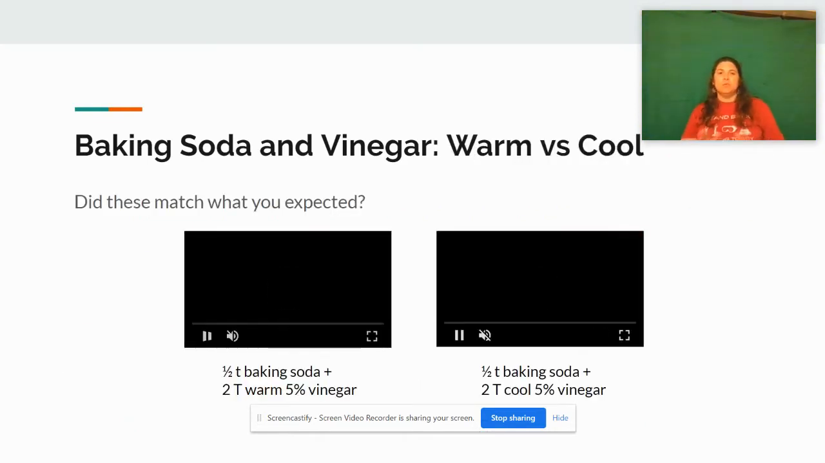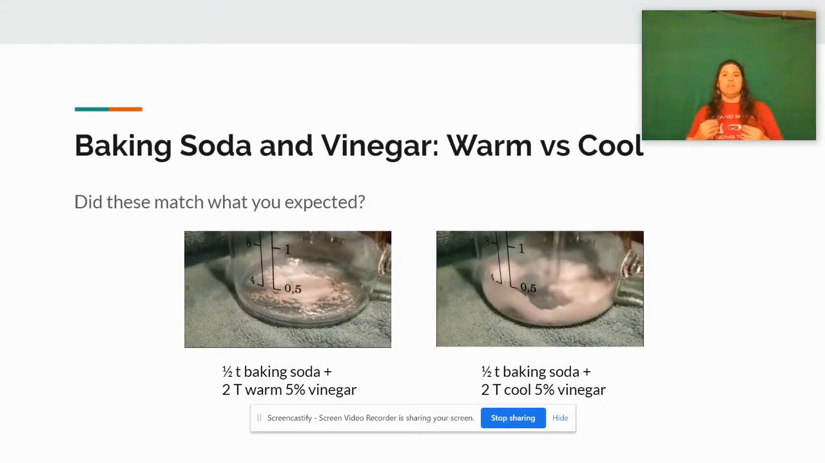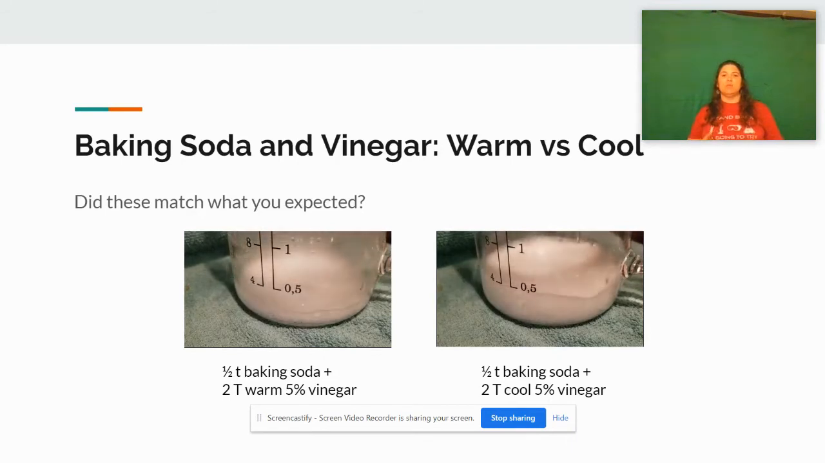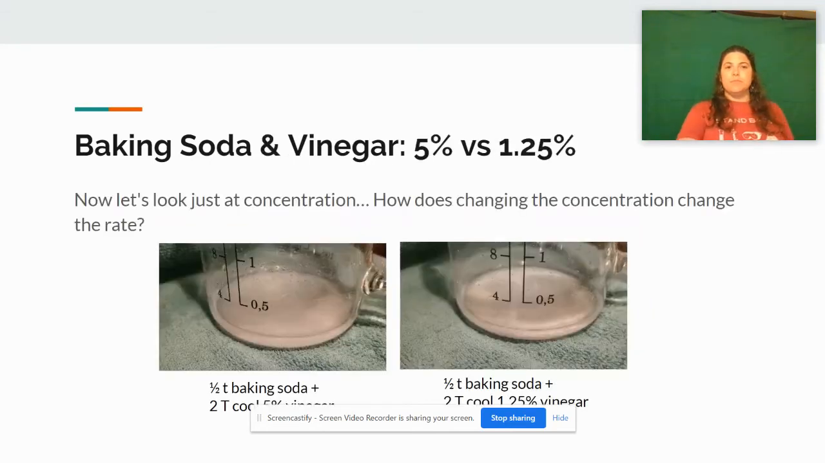Okay, so I split these up. This time we have warm versus cool vinegar. You're going to look for the amount of bubbling, how fast the bubbles happen, how high the bubbles go. So in this case, what we saw is that with warm vinegar, the bubbles get really high and big and then they dissipate really, really quickly, which indicates that the reaction is happening faster than it did in the cool reaction.